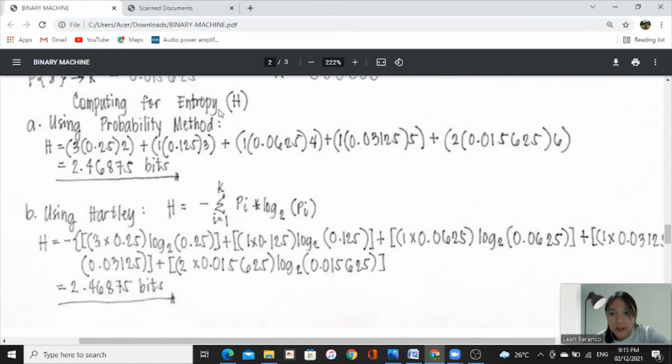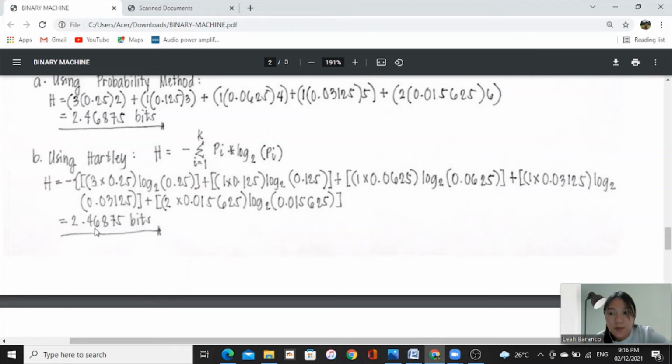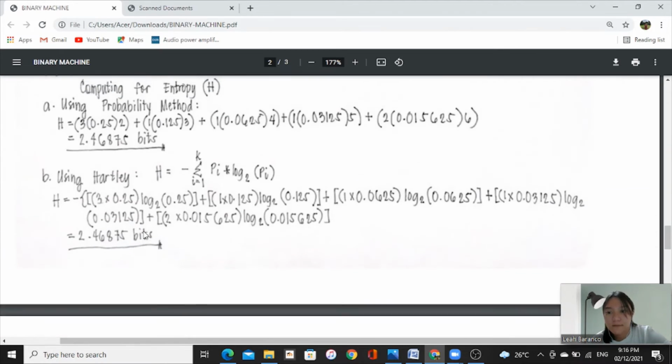And computing for entropy using the probability method, we will also perform what we did on the first binary machine. So the total in here is 2.46875 bits. And also, using the Hartley method, the final answer is 2.46875 bits. So it is equal. So we can use either of these formulas.